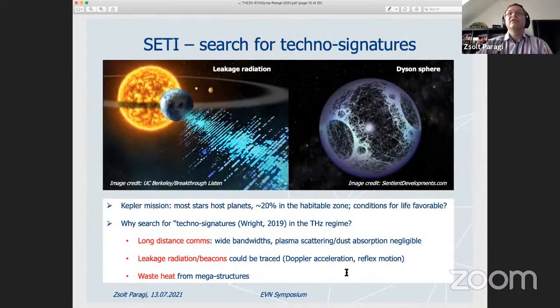And also, if we are talking about planets and life, we could possibly also look for technosignatures, SETI. Well, this is an interesting possibility as well. We know since the Kepler mission that there are many planets out there, and about 20% are in habitable zones. So why look for technosignatures in this particular frequency regime? Well, wide bandwidths are ideal for long distance communication, so we can probably catch signals from other civilizations.